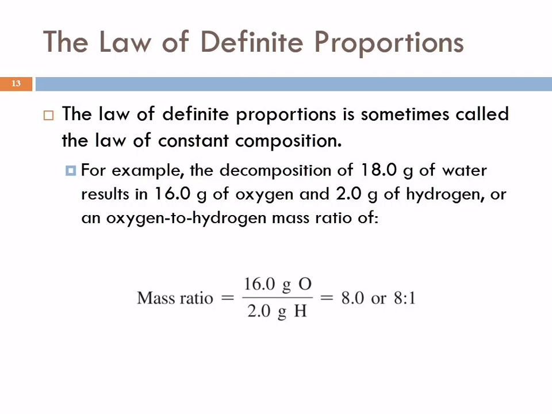You can take pure water from any source and decompose it, and the ratio of the mass of oxygen to the mass of hydrogen is always the same, because the composition of the water is the same. And this demonstrates the law of constant composition.